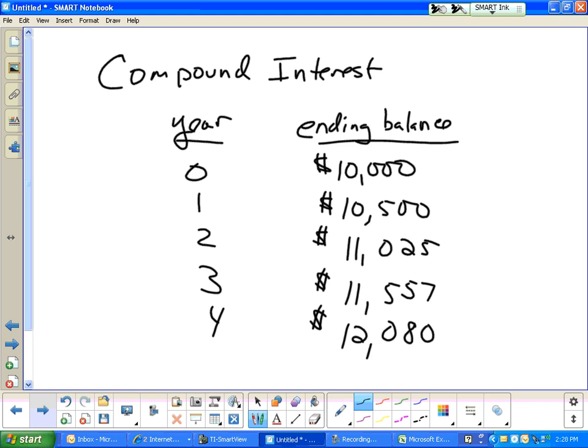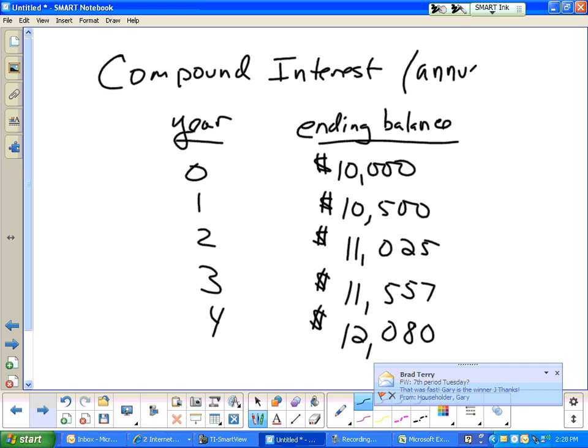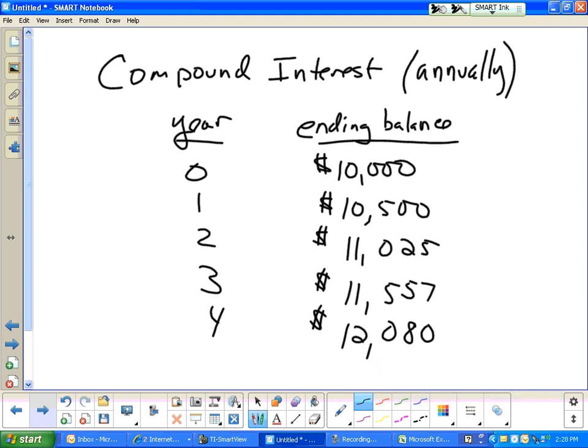So you've earned more money because they've updated your bank account more frequently. This is compounding annually, meaning every year they're going to take a look at your bank account, update the current balance, and that's going to be the balance that they determine how much interest you earn.